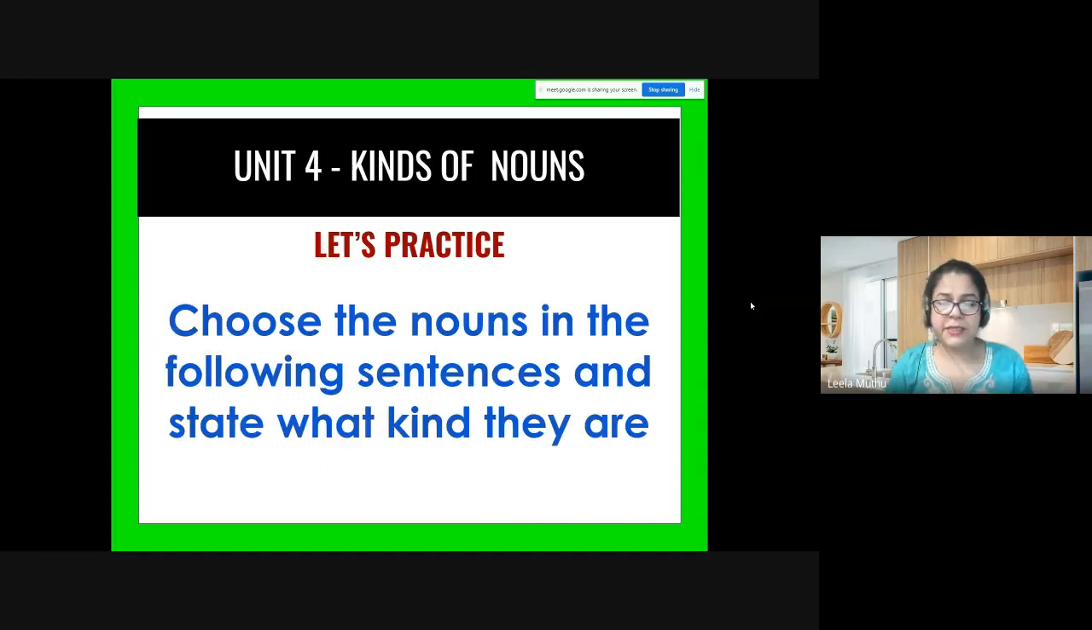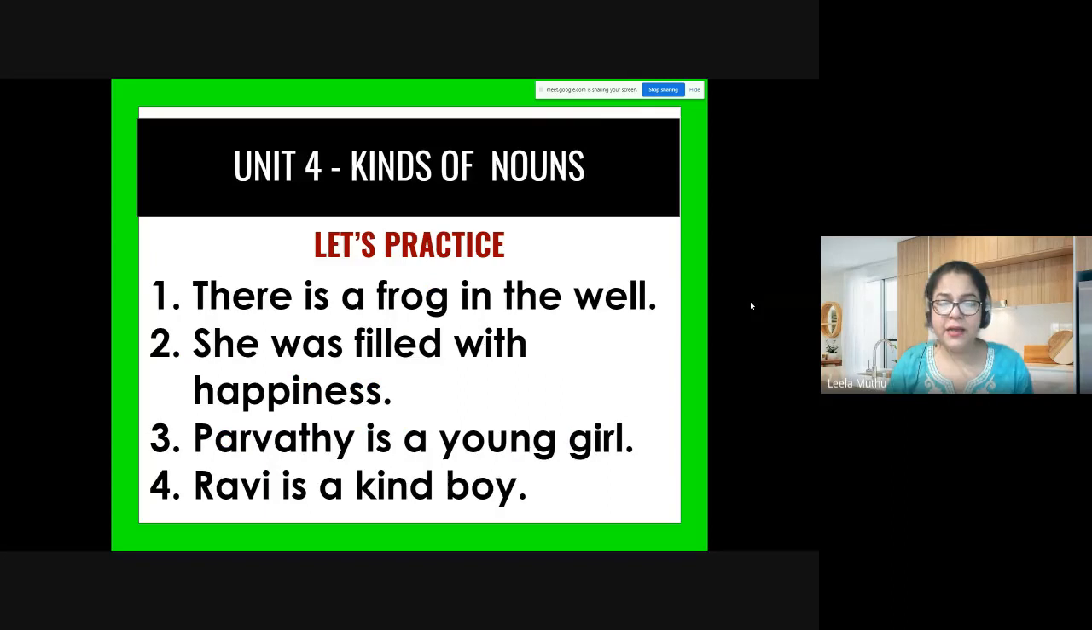Okay, let's practice. Choose the nouns in the following sentences and state what kind they are. There's a frog in the well. Frog, basic concrete noun. Well, common noun. She was filled with happiness. Happiness is an abstract noun. Parvati is a young girl. Girl is a common noun. Ravi is a kind boy. Ravi and Parvati are both proper nouns.